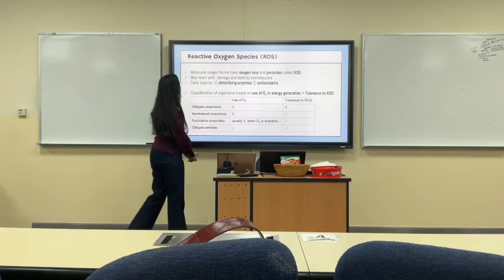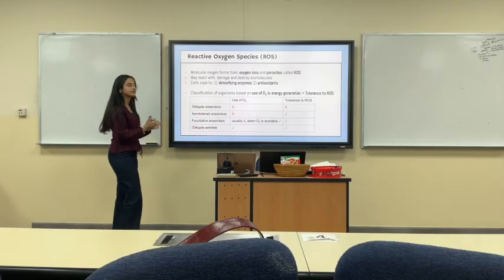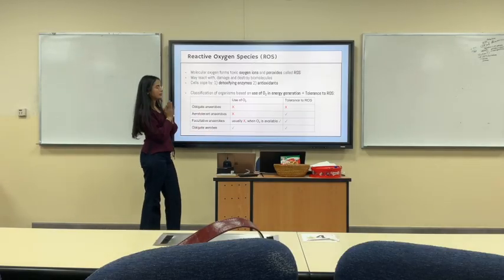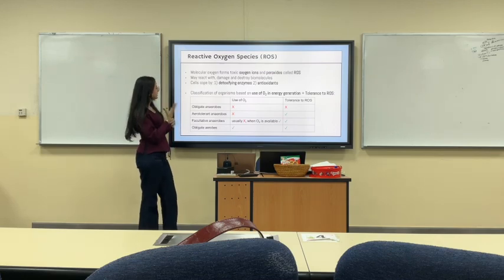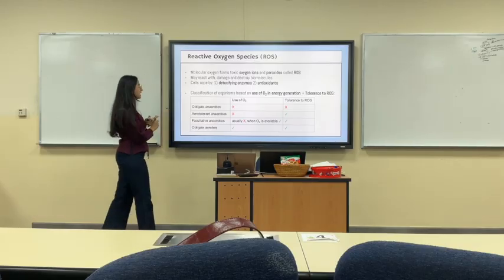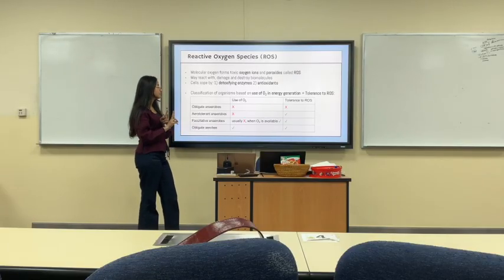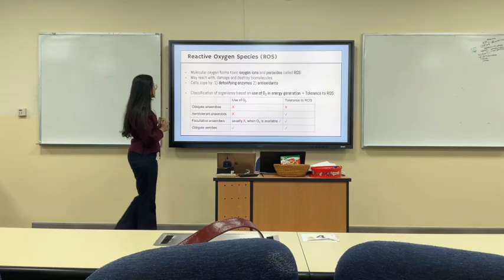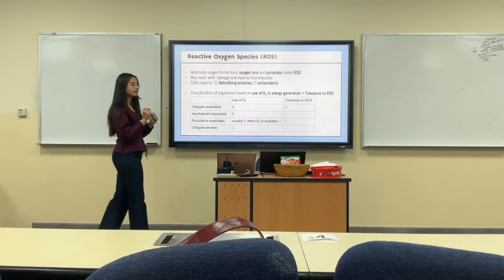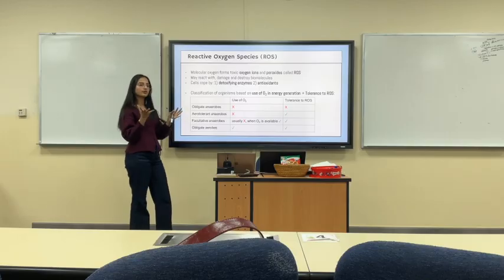Okay. So first of all, reactive oxygen species. We have molecular oxygen, but it may form toxic oxygen ions and peroxides called reactive oxygen species. These may react with, damage, and destroy biomolecules. The cells can cope in two ways: detoxifying enzymes and antioxidants. Now, this isn't really the main point of the chapter, but it's important to know at the back of your head.